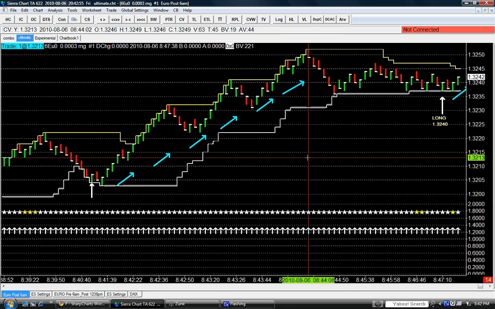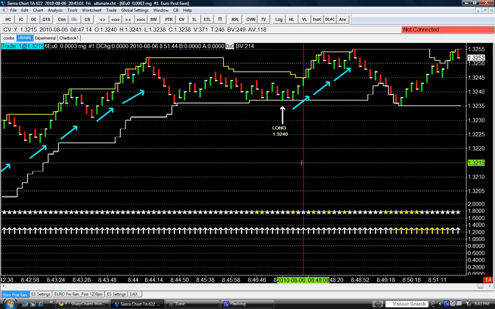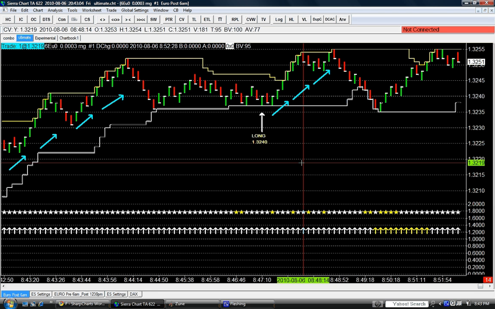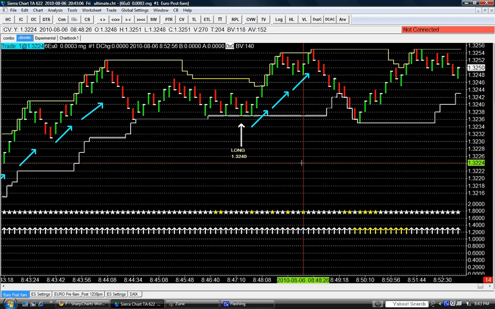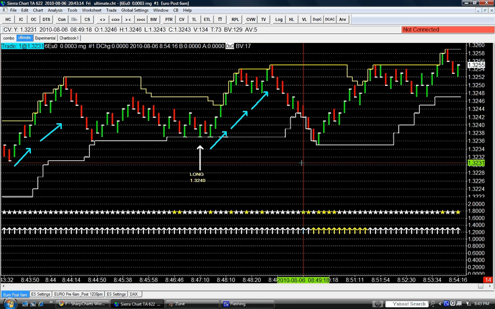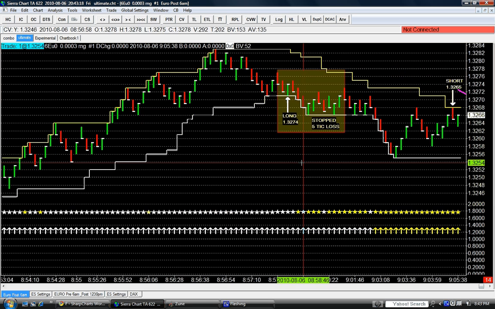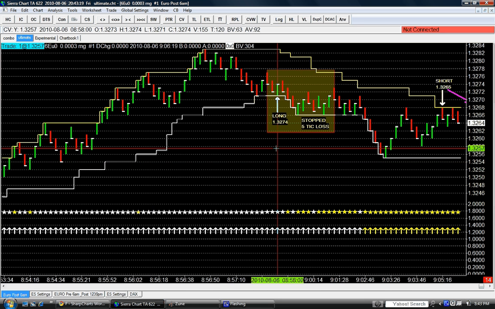Another decent sized move. That would have given you both your first and your second outs at 7 and 13 ticks. And it would have brought your trailing stop out to a profit of 10 ticks. Another long right here at 32.74. And as you can see, it got stopped out for a loss of 5 ticks. So we've got 2 losses so far on the day.